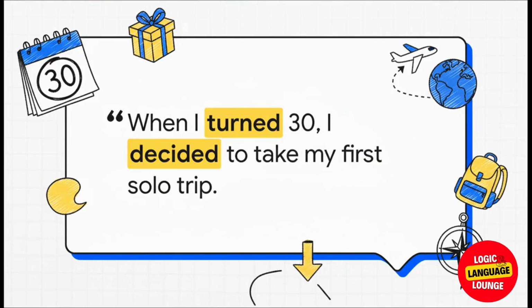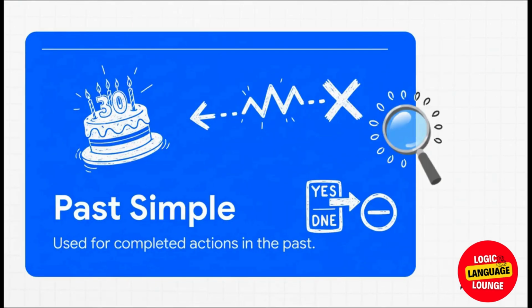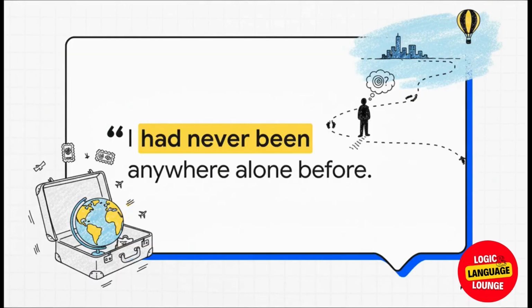Imagine you hear this. "When I turned 30, I decided to take my first solo trip." The two key verbs here, turned and decided, well, they're our first big clue. They lock the story into a very specific time. And this is the perfect example of the past simple. We use it for actions that are totally, completely finished. The 30th birthday? That's over. The decision? It was made. They are completed events in the past. Simple as that.